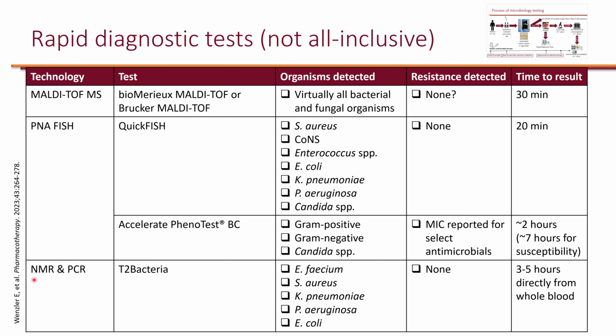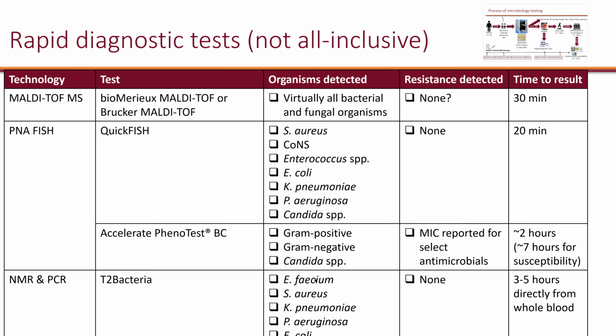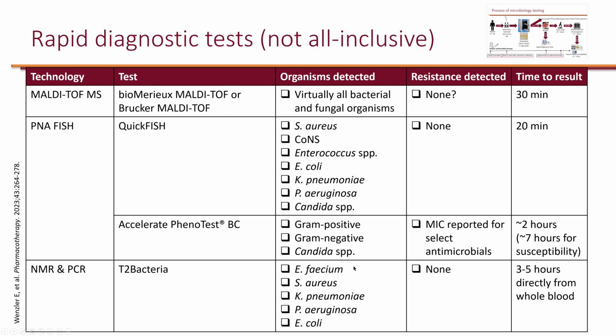And lastly, we have a combination of NMR and PCR, the T2 Bacteria panel. This one takes about 3 to 5 hours and it can detect some organisms, but not resistance. But this one is unique because it can actually work directly from whole blood. Typically, when we get blood samples from the patient, they need to be incubated and show some growth before we can put them in a rapid diagnostic test. With the T2 Bacteria panel, once you get the sample, it goes directly into the diagnostic test. That will save you half a day or so in identifying the organisms, so that's pretty good. And this is a relatively new technology and more development will be undertaken.